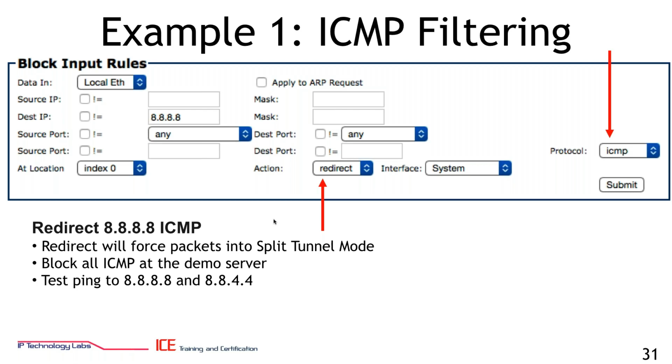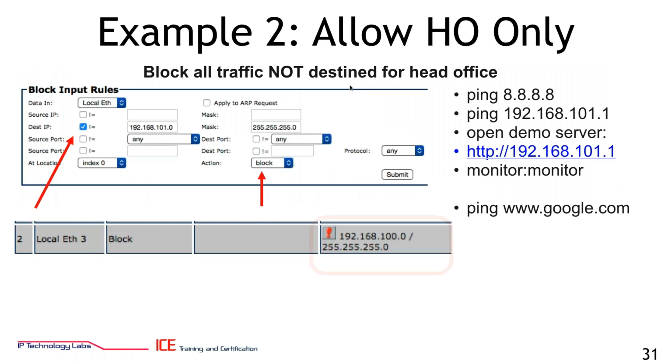What we do in the training is we do a compulsory tunnel mode. You do a what's my IP address. You see that the rest of the internet sees you coming from the ISP at the head office. Then we set up a redirect.